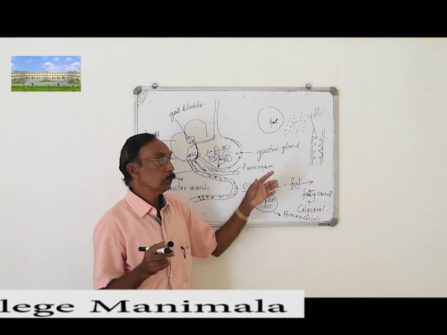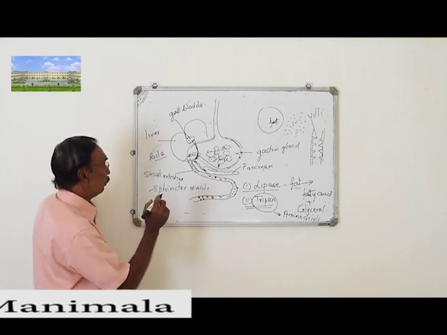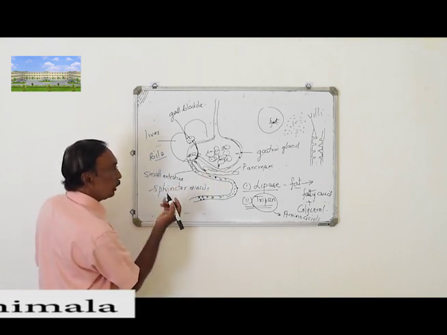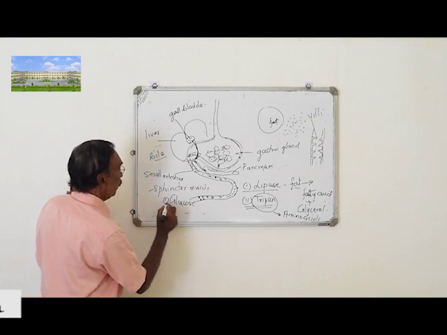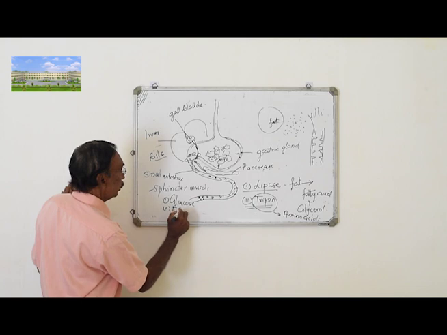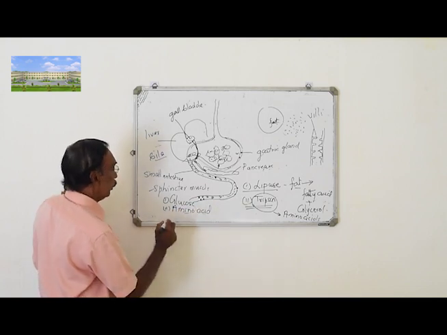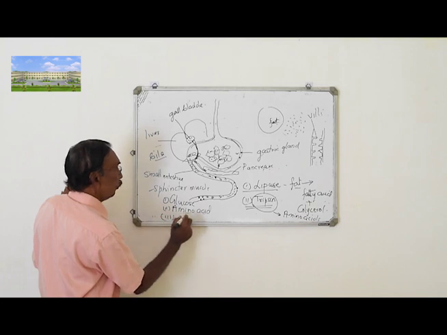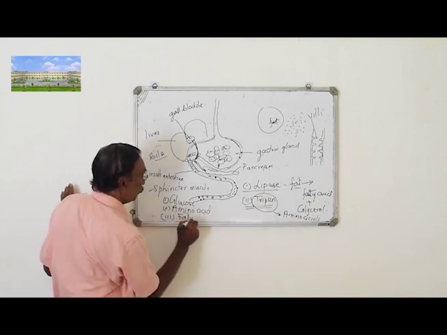The function of this one is related to food that is already digested. What is the end product of digestion? If you are eating rice, starch will become glucose. If you are eating fish, milk or anything which contains protein, it will be digested to amino acid. And if you eat fat, oil or anything, it will be changed to fatty acid and glycerol. That is the end product.